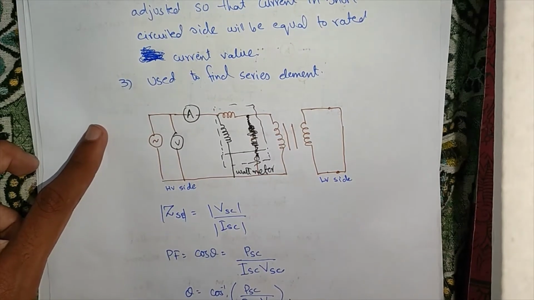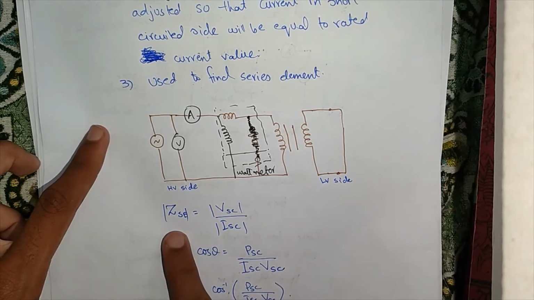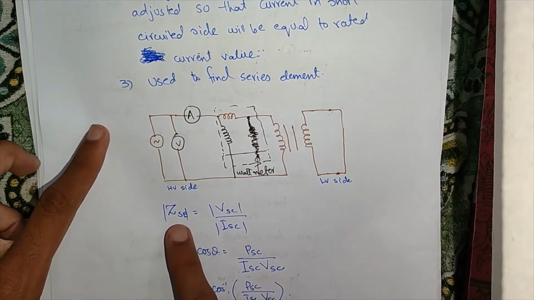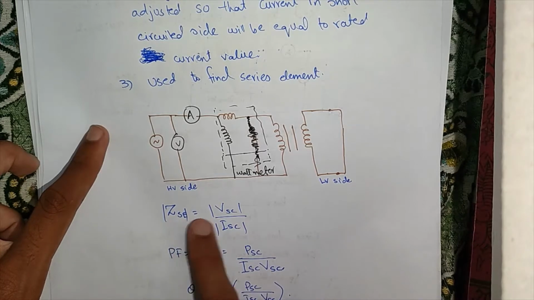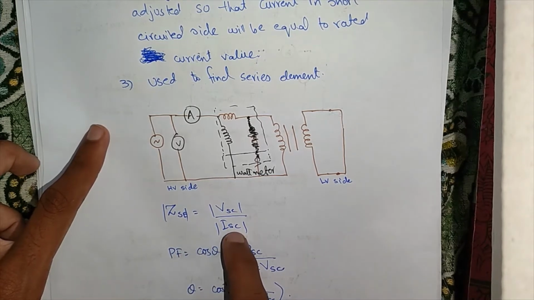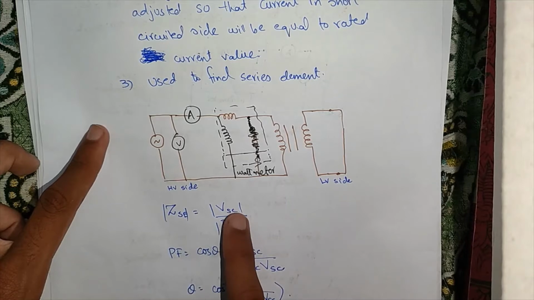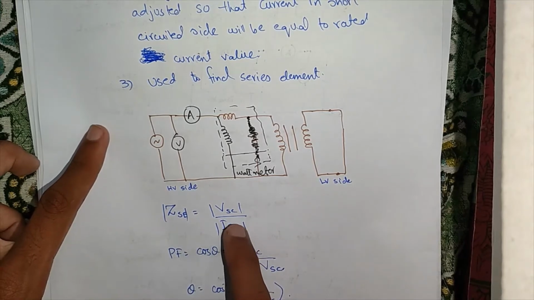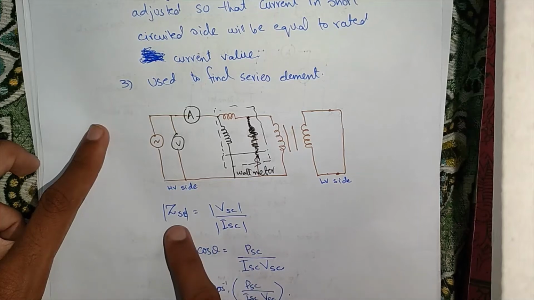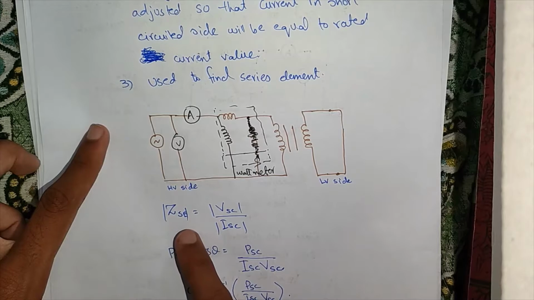In open circuit test we have found admittance. Now we are going to find impedance. Impedance is, as I already told, V over ISC, VSC over ISC. ISC here stands for short circuit current and VSC stands for short circuit voltage. ZSE means your series element impedance.